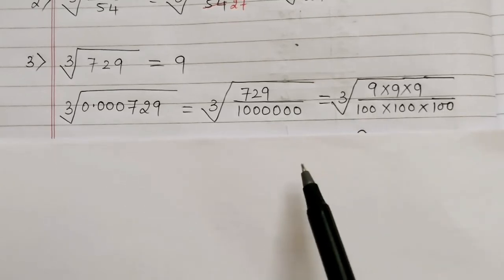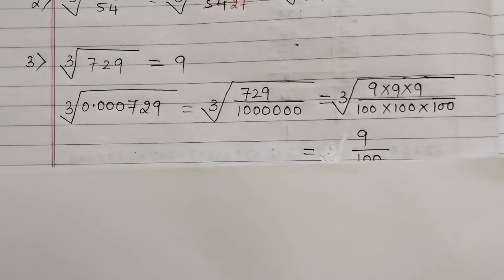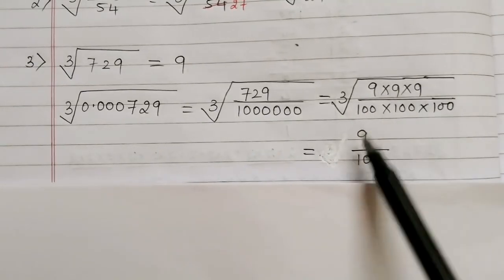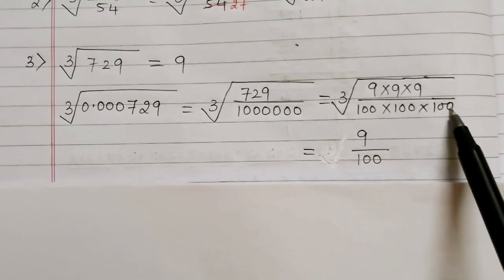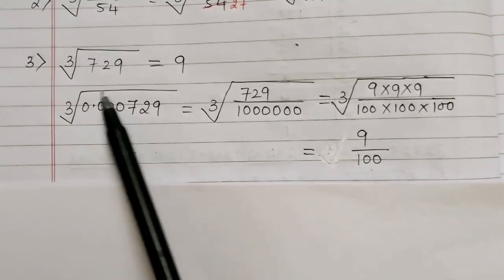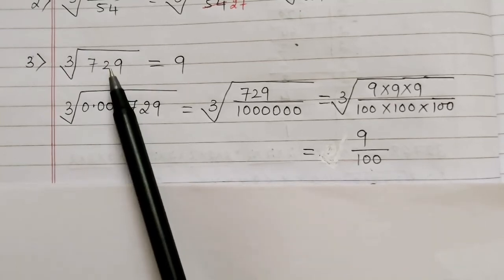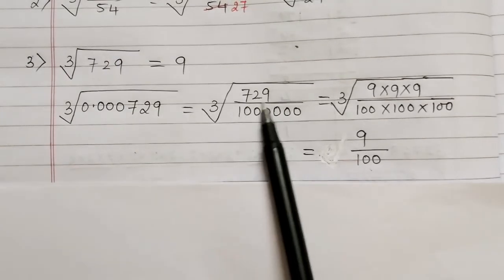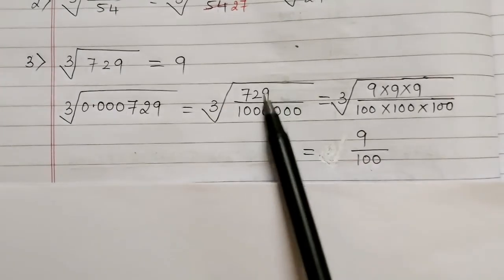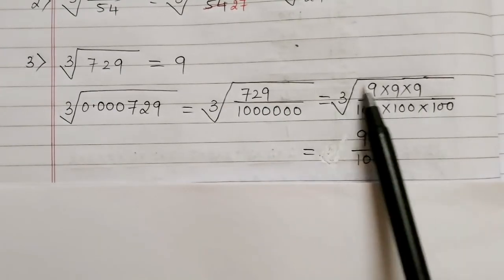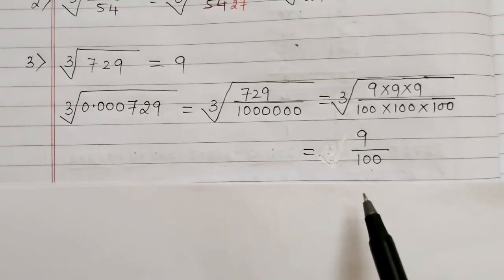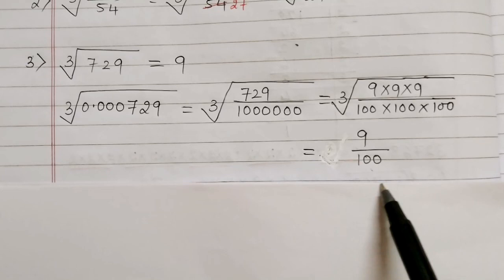This is a simple way. Otherwise you have to do prime factorization. So if you find the cube root, out of this group of 3 you will get 9, out of the group of 3 you will get 100. So 9 upon 100. Here the value of cube root of 729 is given as 9. So directly we can take 3 times 9. This is under the cube root, so we have to write 3 times. When we take it out of the cube root sign, only 1 time 9 will come. So the answer is 9 upon 100.